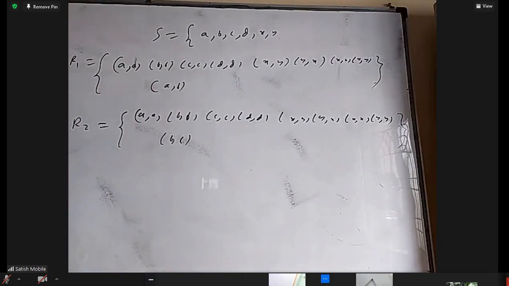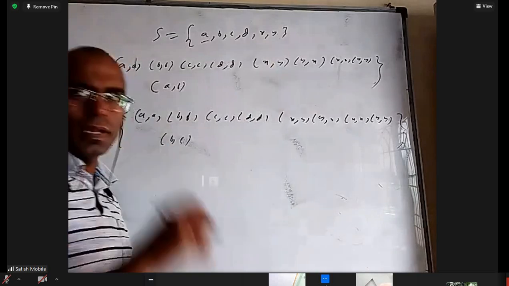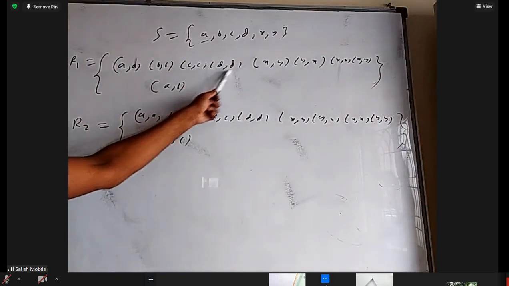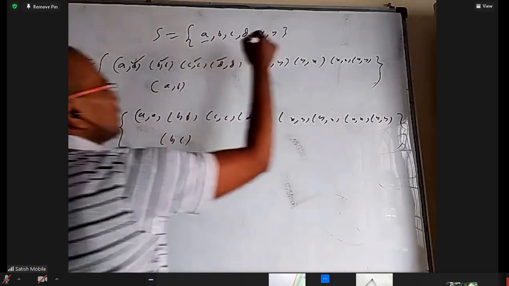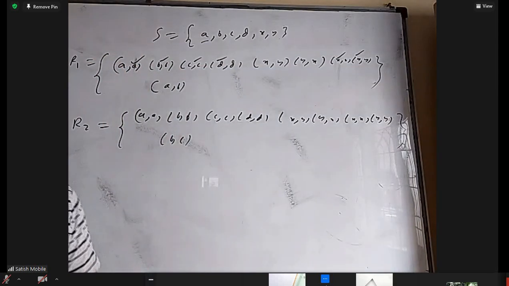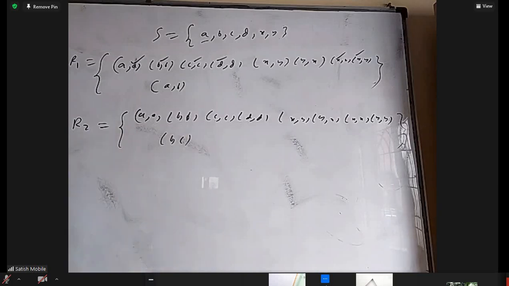Now tell me, R1, is it reflexive? Yes. What is the reflexive definition? For every element, the same element should be its image. So for A, B comma B, C comma C, D comma D, X comma X, Y comma Y, all 6 of them should be there. If any one of them is missing, it is not reflexive. If any extras are there, we don't mind. So R1 is reflexive, similarly R2 is reflexive. Their union is also reflexive, not a problem.